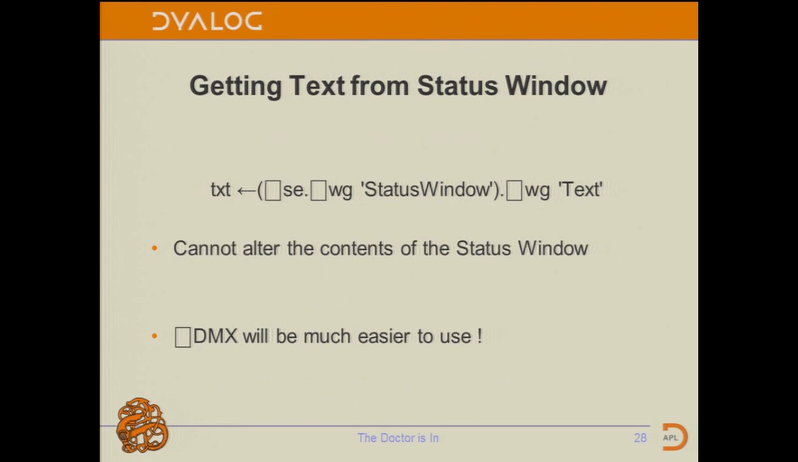If you're on Windows, at the moment, if you want to get the more detailed error messages, then you have to use an expression like this to read the text out of a status window. You cannot alter the contents of the status window, and if the status window is not created, so you haven't actually opened it in any way, then you cannot read the status window. With 13.1 onwards, I think you should start using DMX.